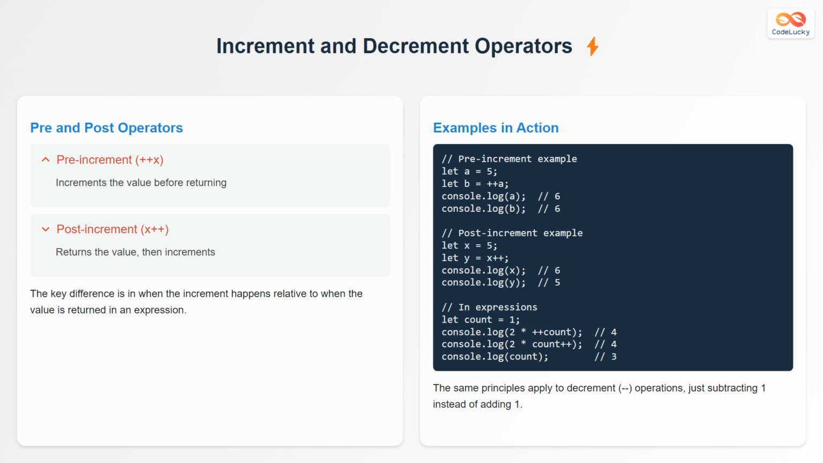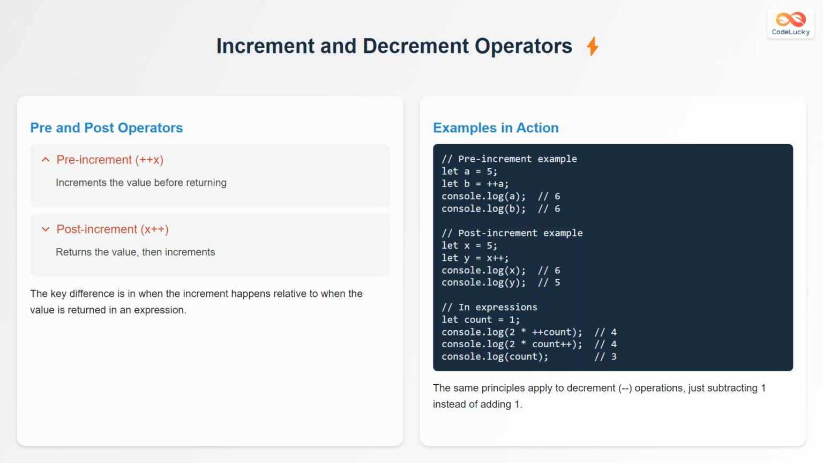Let's look at some examples. In pre-increment, we set a to 5 and then b to ++a. First, the value of a is incremented to 6, and then this new value 6 is assigned to b. This results in both a and b being 6.